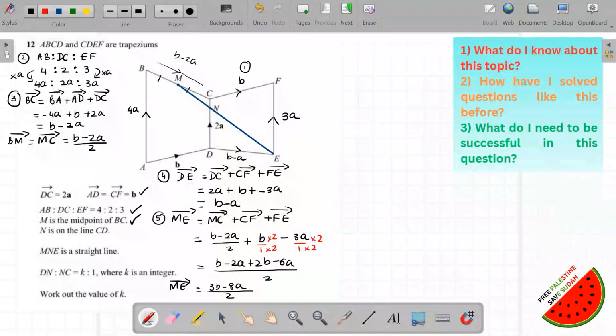Okay, now we look at the ratio of DN to NC.